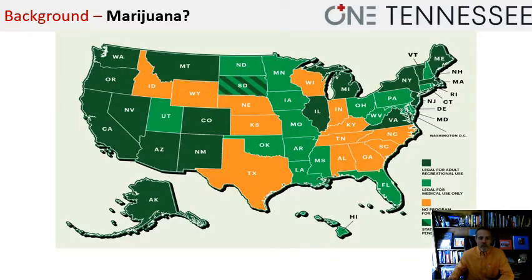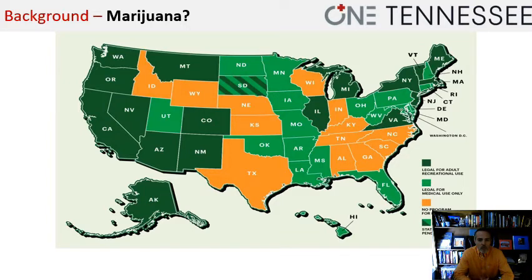This just highlights what the national landscape looks like. And for us in Tennessee, there's no program for legal THC. We have the Farm Bill that allows for hemp with 0.03% THC allowable. But other than that, there's no legalized forms.